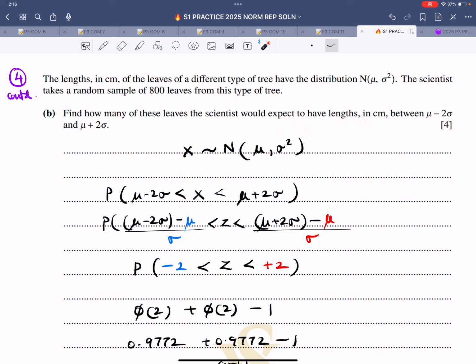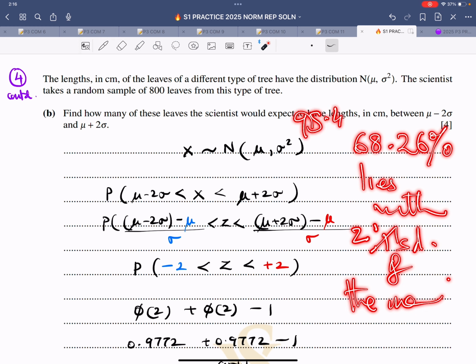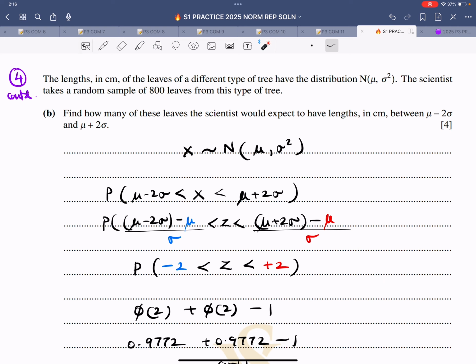A very classic question. Remember these values: 68.26% of the distribution lies within 1 standard deviation of the mean. If I change it into 2 standard deviations, without any calculation I'll write the answer 95.44%. And if I change it into 3 standard deviations within the mean, the answer is 99.72%, which is almost the whole 100%.